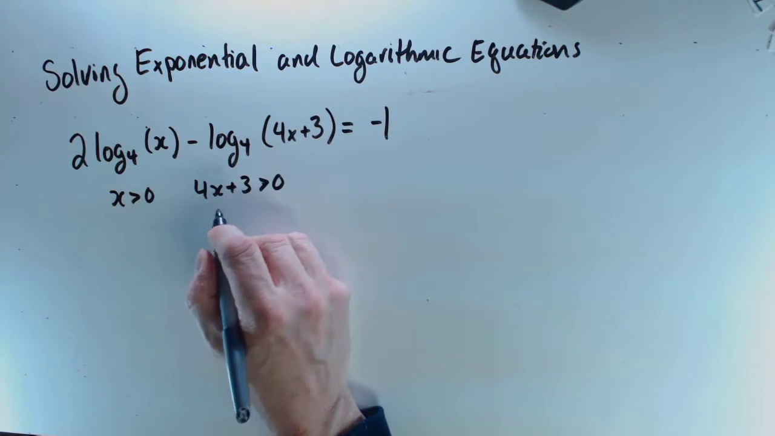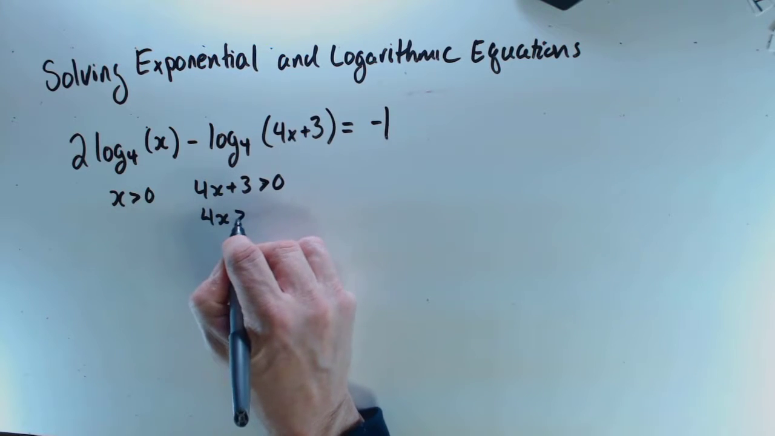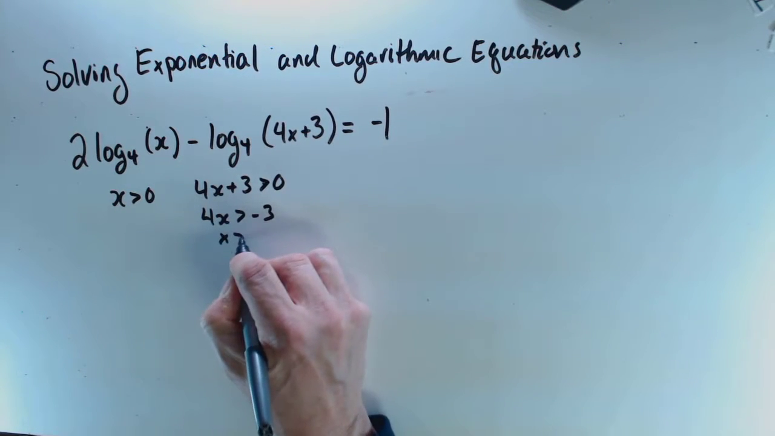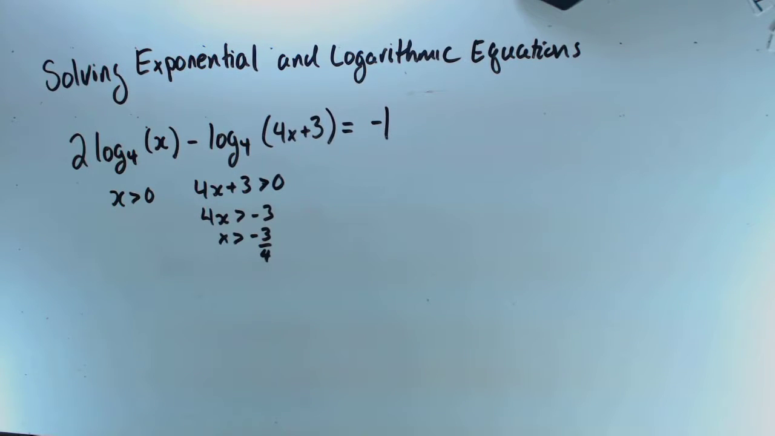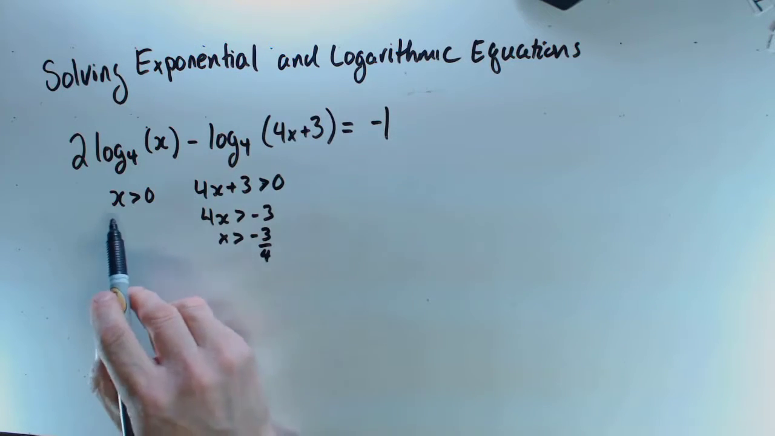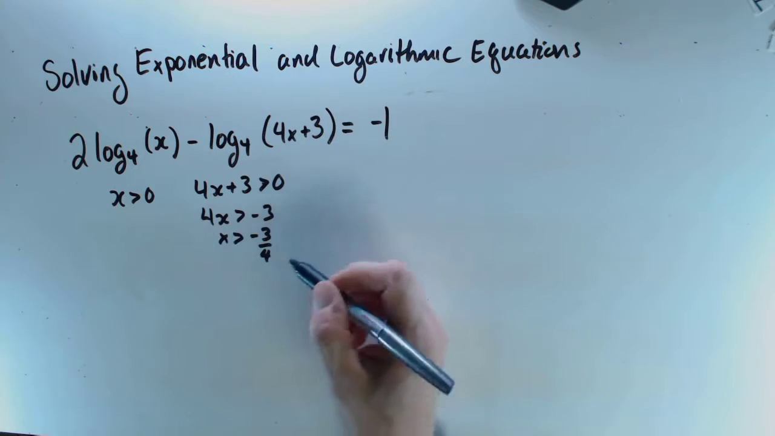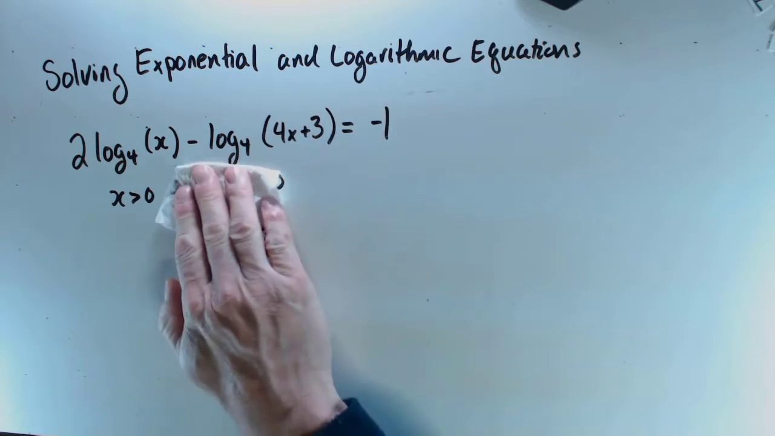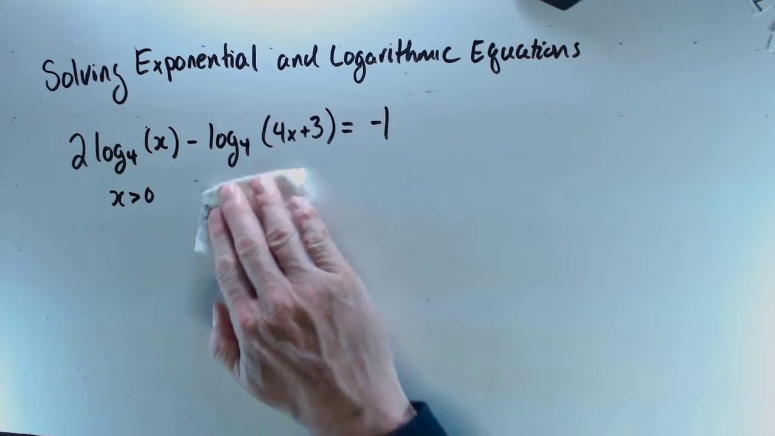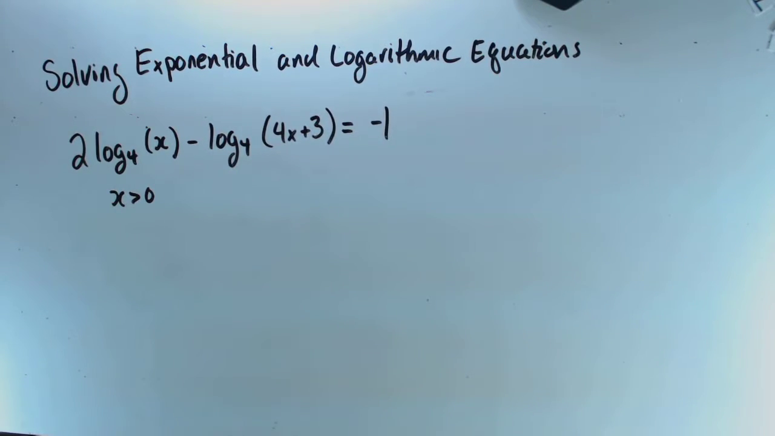Okay, that means that 4x has to be greater than negative 3, which means that x has to be greater than negative 3/4. So all I have to worry about is just the fact that x has to be greater than 0, because if it's greater than 0, it's definitely greater than negative 3/4. Did I say 3/4? I meant negative 3/4.